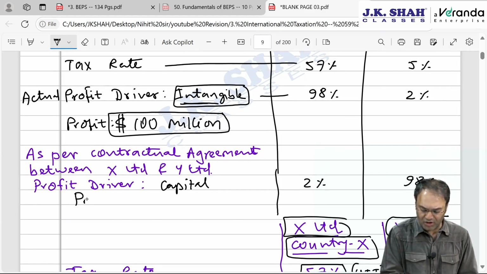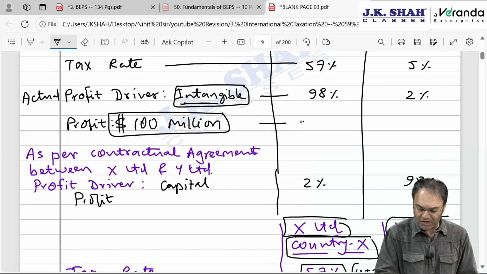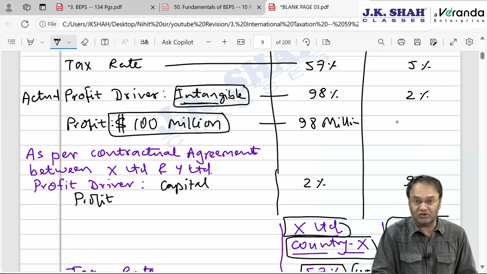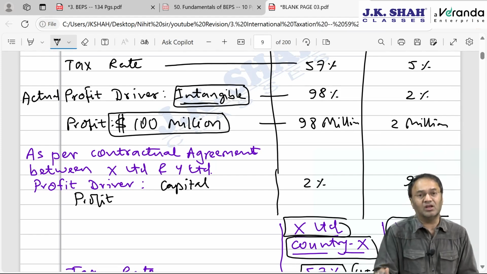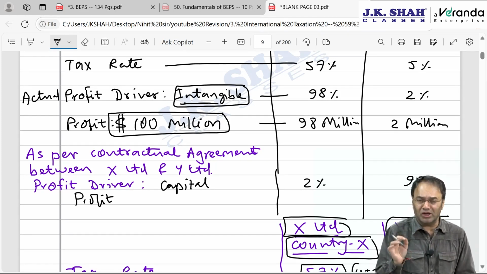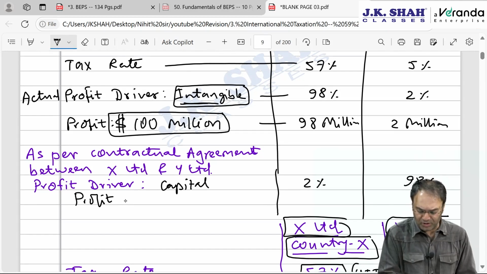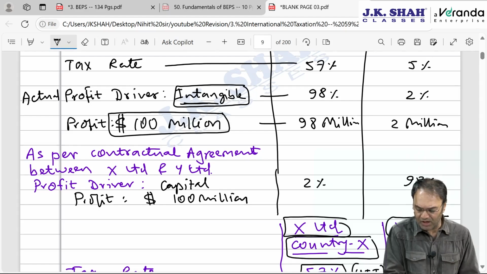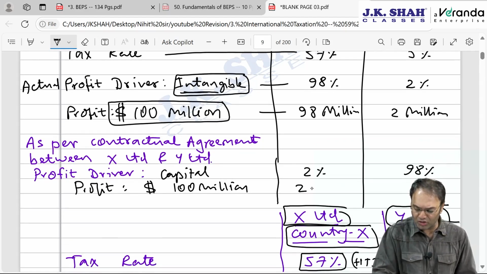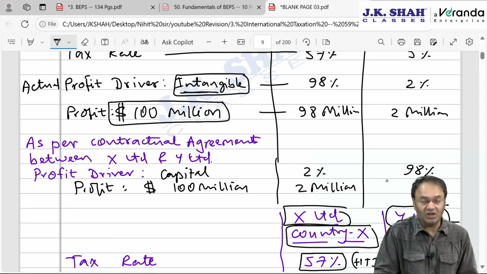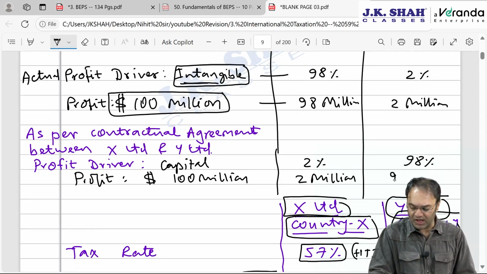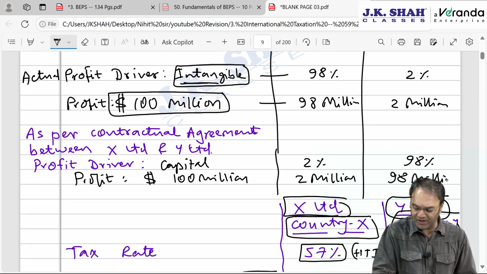In such a situation, out of 100 million profit, $98 million should have been allocated to country X, which should have been taxed at 57%, and only $2 million should have been allocated to country Y, which should have been taxed at 5%. But what they purposely do is keep the total profit intact, $100 million. But out of that, they show that only $2 million should be taxed in country X at 57% and $98 million should be taxed in country Y. This is how they manipulate.